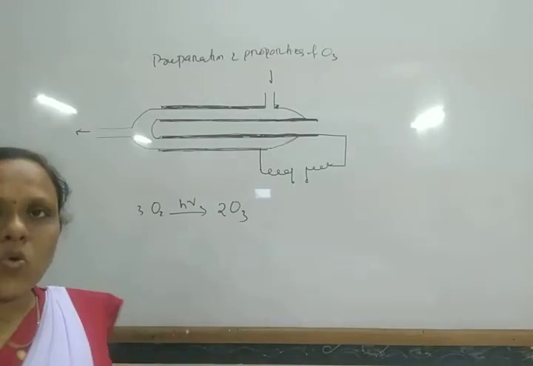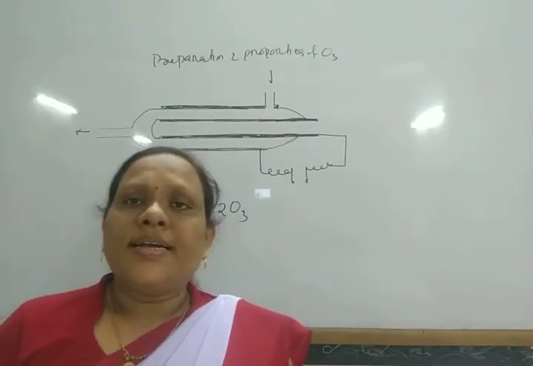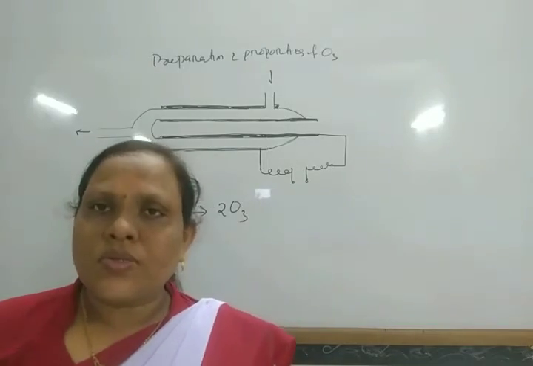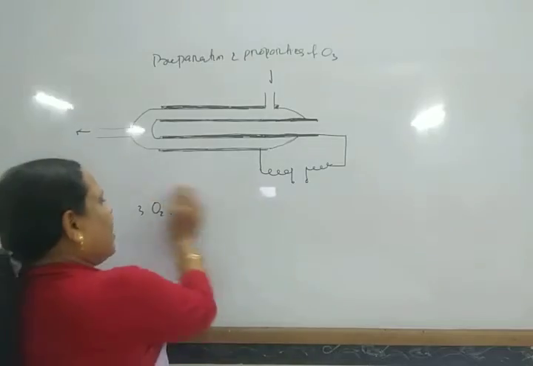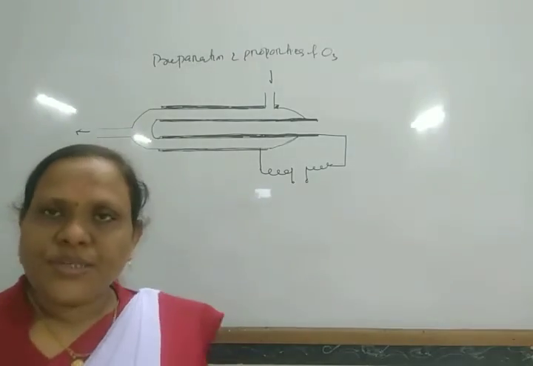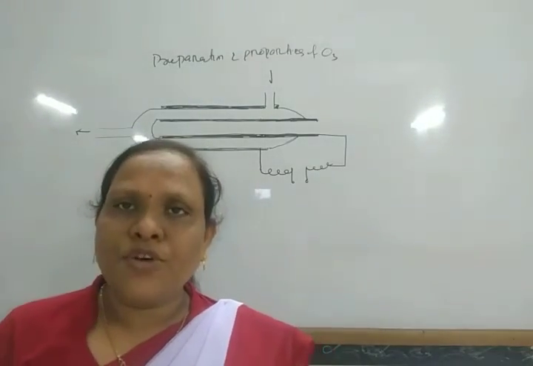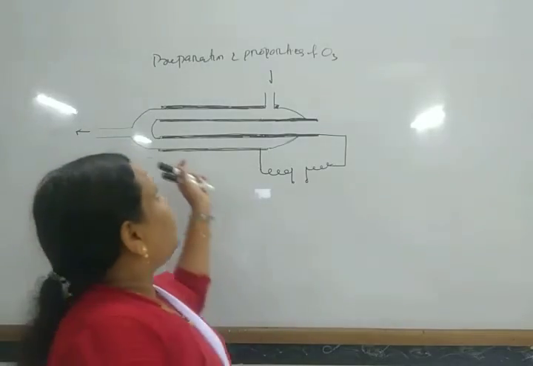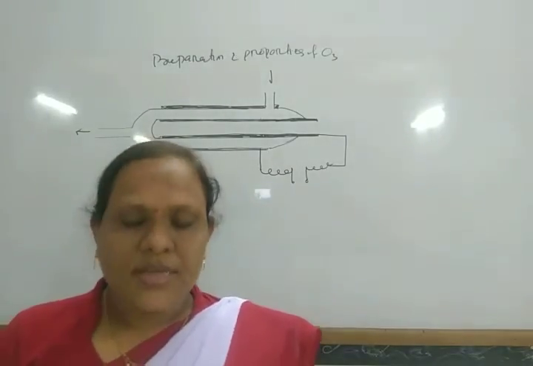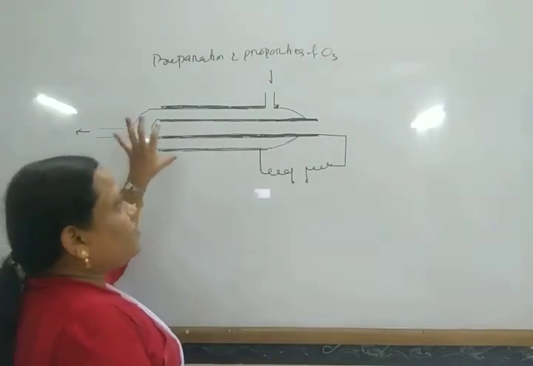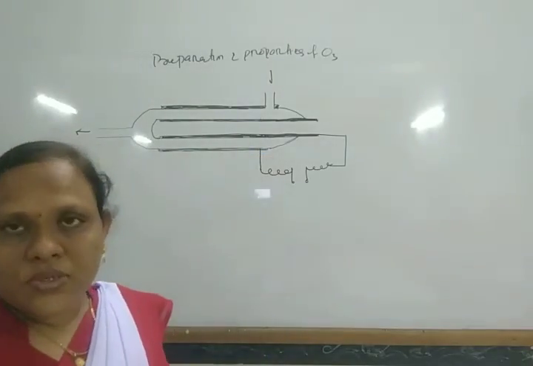It forms ozone. Similarly, in the laboratory also ozone is prepared. So there are different apparatus or instruments used for this preparation of ozone. These are generally Siemens ozonizer or Brody's ozonizer. Here I have given the figure of Siemens ozonizer.